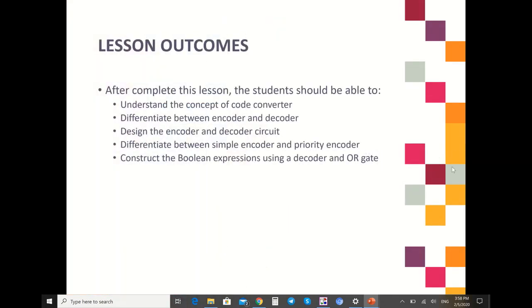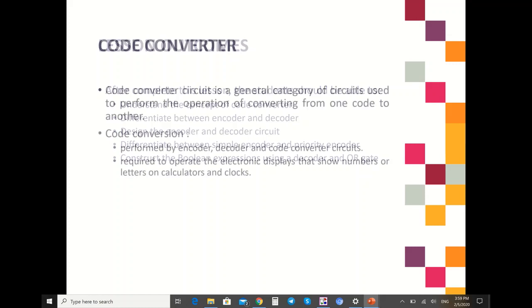So today we continue on chapter 6, which is code conversion. This is the outcome for chapter 6. First, you should be able to understand the concept of code converter. You can differentiate between encoder and decoder. You can design the encoder and decoder circuit. You can differentiate between simple encoder and priority encoder. And the last one, you can construct the Boolean expression using a decoder and OR gate.